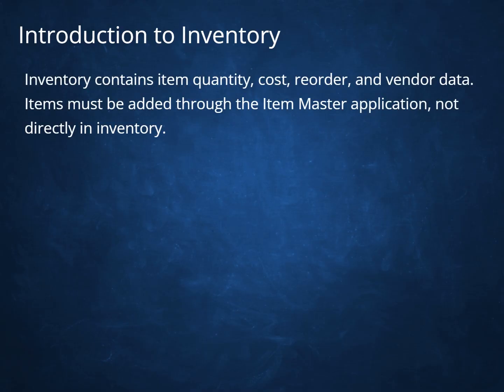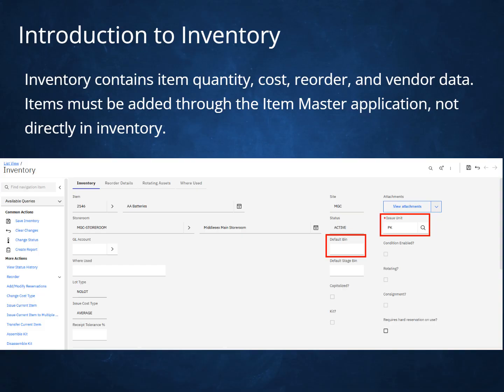Introduction to inventory. Inventory contains item quantity, cost, reorder, and vendor data. Items must be added through the Item Master application, not directly in inventory. After an item is added to inventory, navigate to the Inventory module, Inventory, and search the item. Click the item to view details. Modifiable fields on the inventory record are in red.